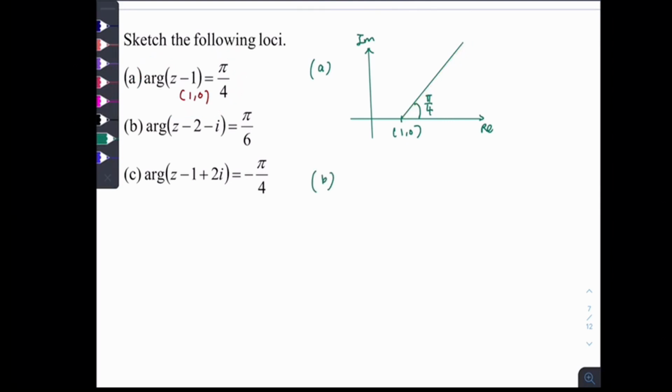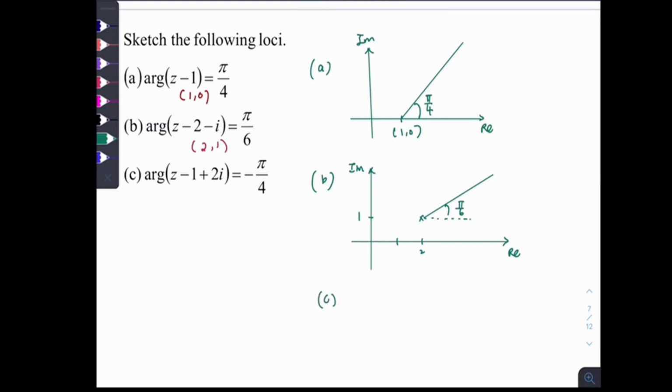Have a look at the B. For the B, you have to figure out that this point here is 2 and 1. Okay, so same thing, prepare the Argand diagram, plot the 2 and the 1, and from this point you have to make a pi over 6 angle, which is about 30 degrees. That's how we sketch the locus of the argument line.